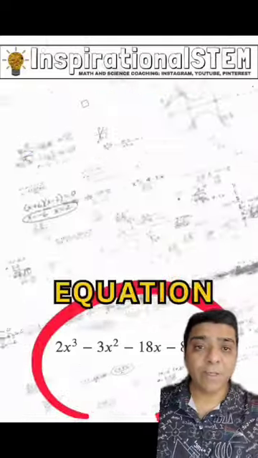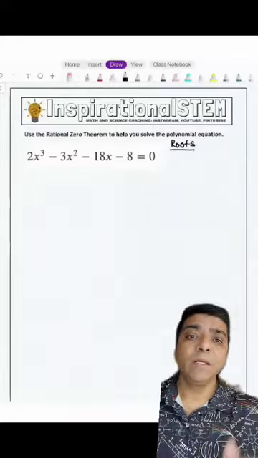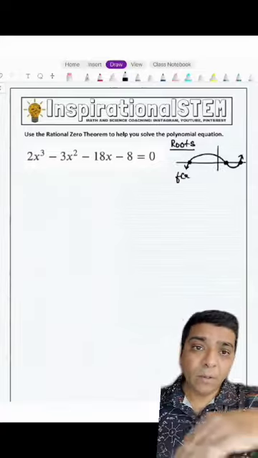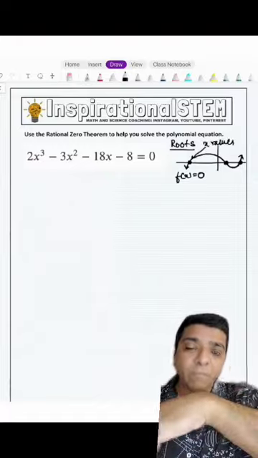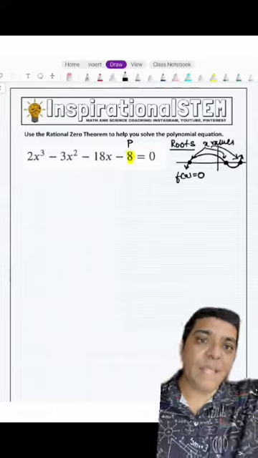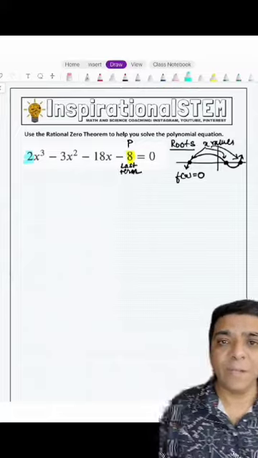So we're going to use the rational zero theorem to solve this polynomial equation. Okay, so if you remember, the roots of the polynomial are where f of x is 0, or where the graph touches the x-axis. So those are the x-intercepts.